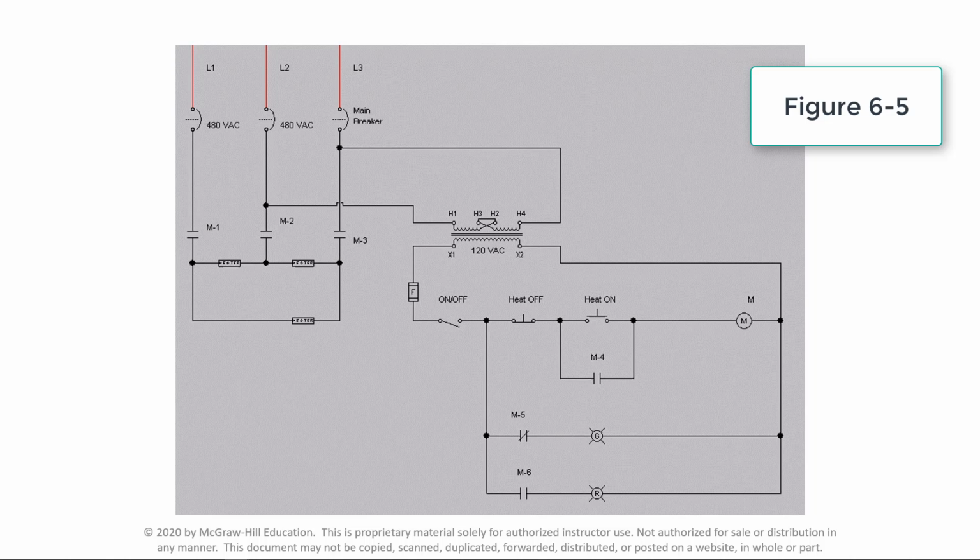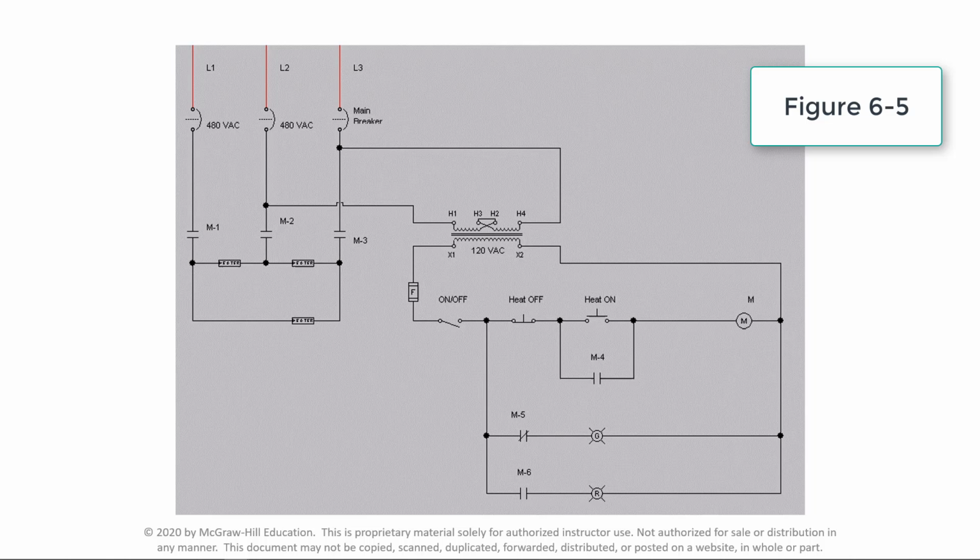A three-wire control circuit is used to switch power to the heating elements. With the on-off switch closed, the momentary heat on push button is depressed to energize coil M of the contactor. Main power contacts M1, M2, and M3 close, energizing the heating elements at line voltage.